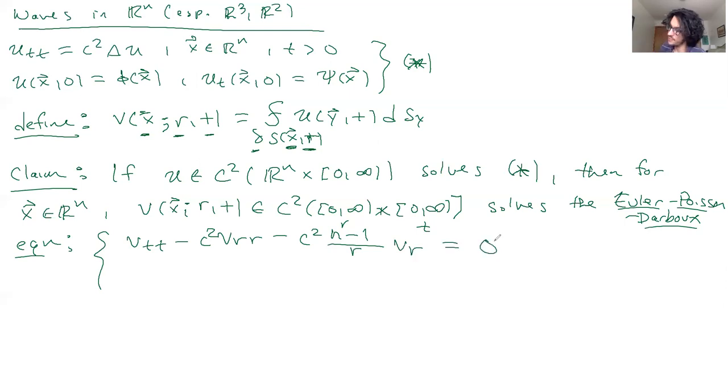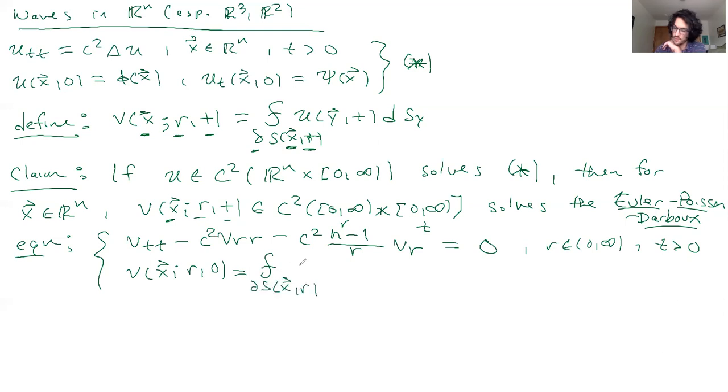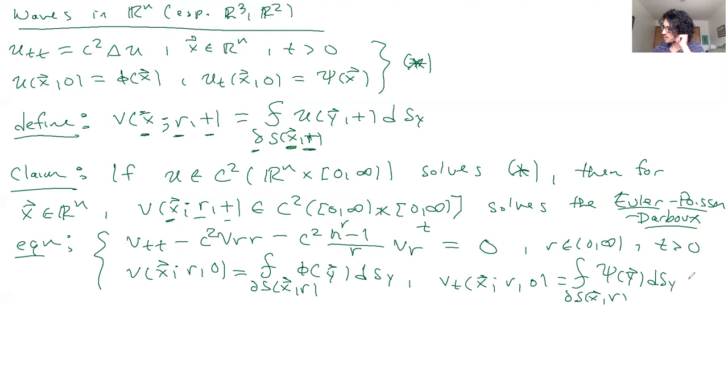So V is parameterized by x now, and its variables are r and t. So it has a PDE in r and t, and this is defined on r going from 0 to infinity, and t greater than 0. V of x, r, 0 is going to be equal to the spherical shell average of phi of y dS_y, and V sub t of x, r, 0 is the spherical shell average of the initial velocity, psi of y dS_y, and this is all on r going from 0 to infinity.